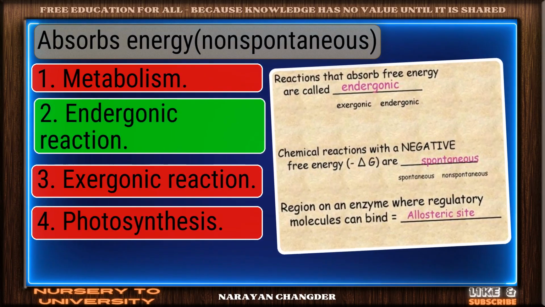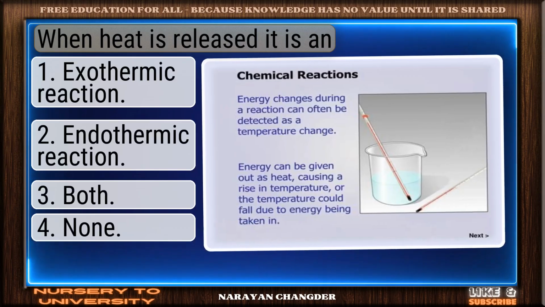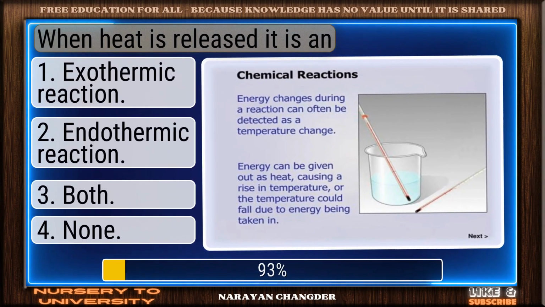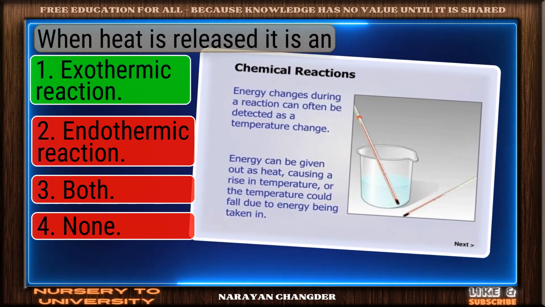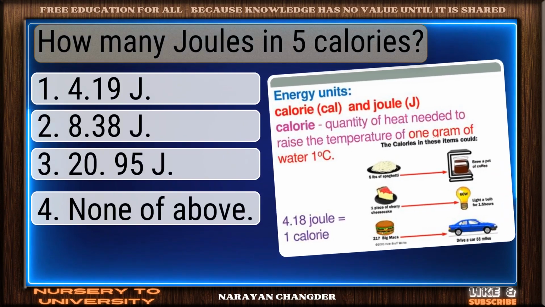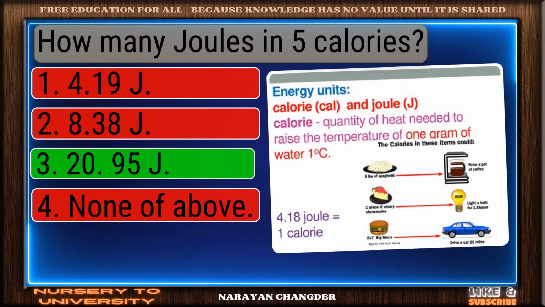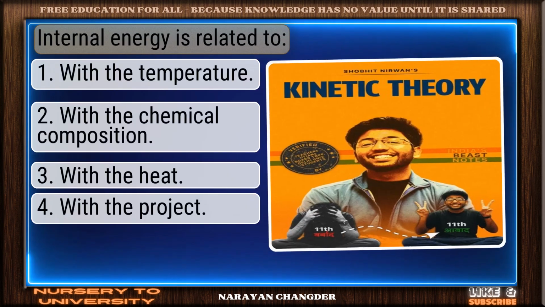Well reasoned. Endergonic reaction is the correct choice. When heat is released, it isn't. You're right. Exothermic reaction is the correct answer. How many joules in 5 calories? Well done. 29.5J is the right choice.